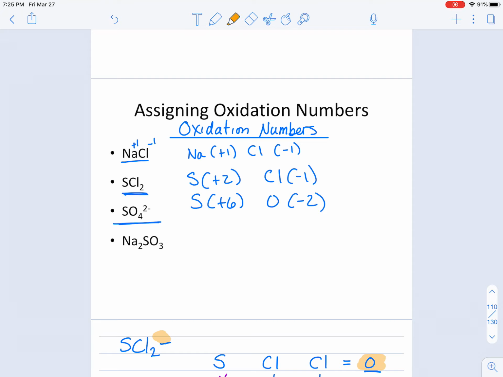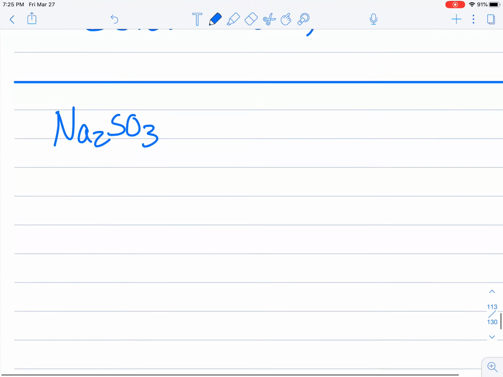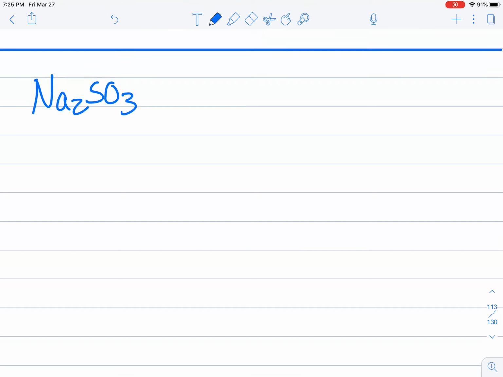All right, so next up, we have sodium sulfite. There's a couple different ways I'm going to show you how to do sodium sulfite. So this is Na2SO3. The first way we're going to do it is just the way we've done it in the past. I'm going to say we have 2 of our sodium, 1 sulfur, and 3 of our oxygens.